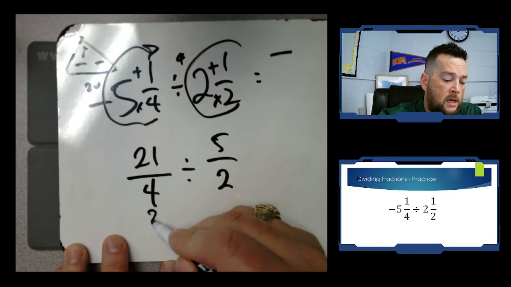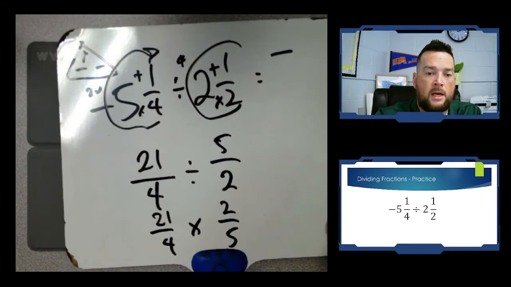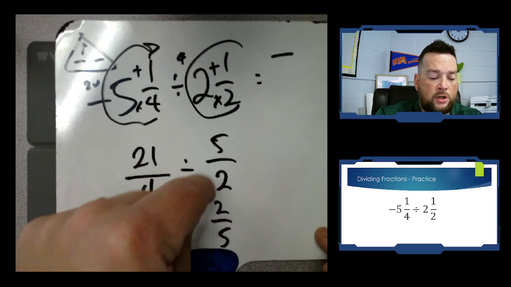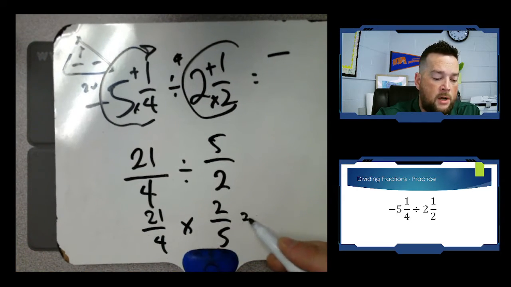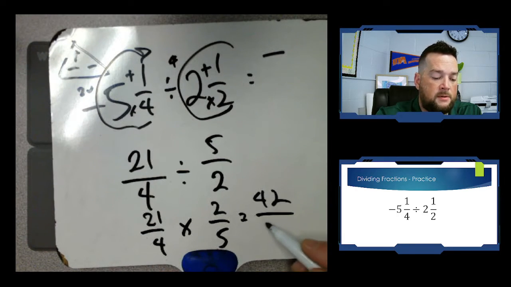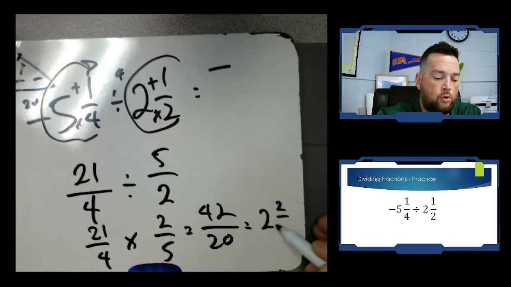We're going to now keep, change, and flip it, just like this, okay? Change the division to multiplication, the fraction to its reciprocal, then multiply across the top. 21 times 2 is 42. 4 times 5 is 20. All right, that simplifies down to 2 and 2/20ths.